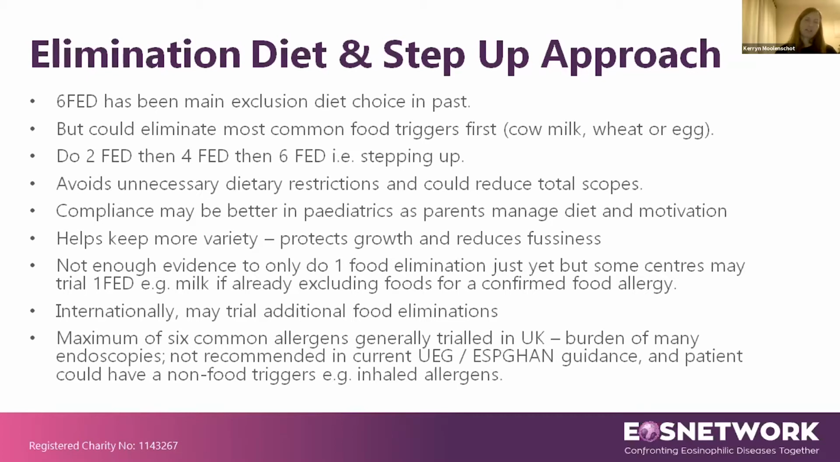And compliance may be better in pediatrics, as parents manage the diet and the motivation for children. So they may actually cope better with the step-up approach than an adult patient would, whereas adults maybe would do better with just starting with the 6-food or have a definite plan rather than trying to motivate themselves through the steps. And the step-up approach also helps keep more variety in the diet, especially protein foods and foods that are rich in other sources like iron.